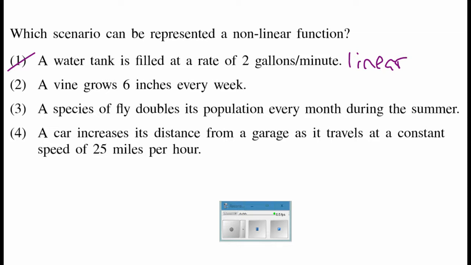A vine grows 6 inches every week. Each week we're adding 6 inches, so that's linear. Two's out. 3. A species of flies doubles in population. Doubles is implying multiplication by 2. 2, 4, 8, 16. It's doubling. That's not a constant rate of change. That rate of change is changing between 2 and 4, and 4 and 8, and then 8 and 16. The rate of change is growing there. It's not constant. It's not the same number, so 3 is not a linear function.